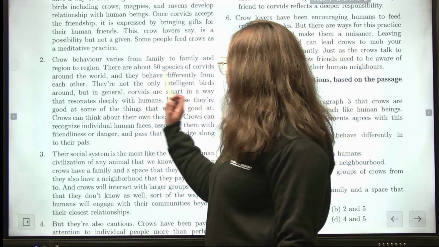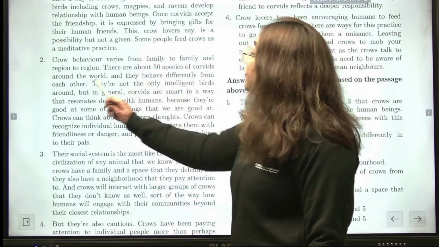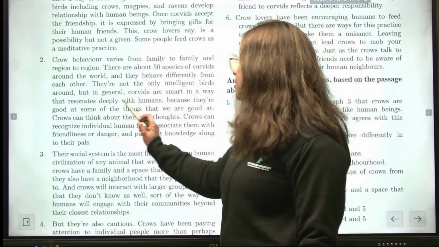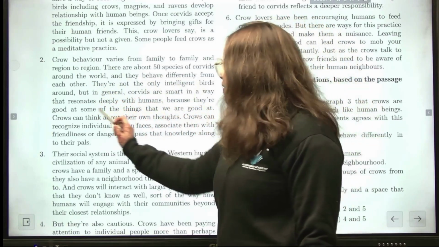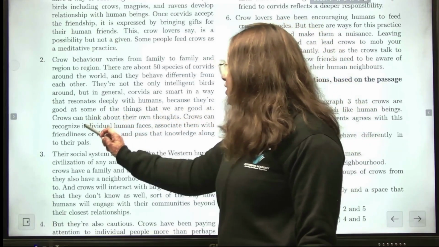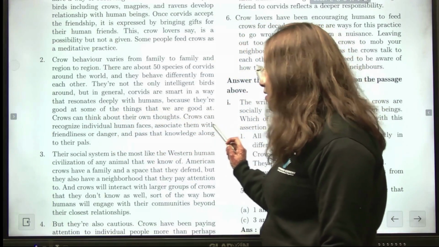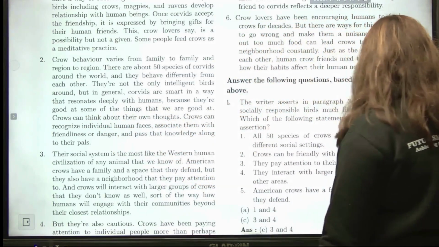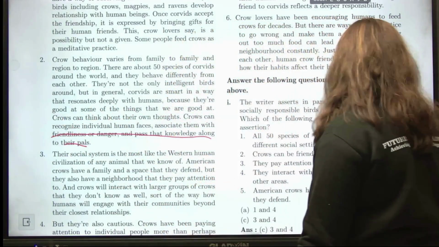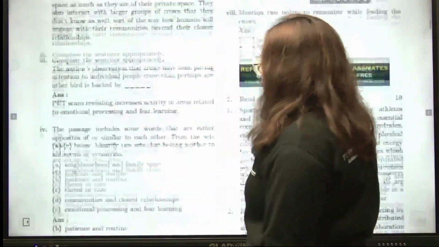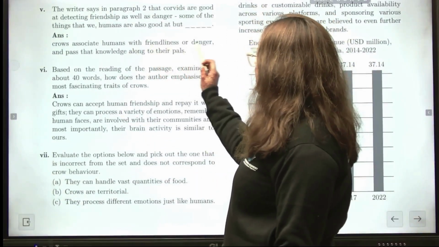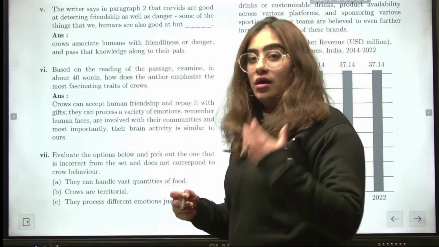They behave differently from the bird world and they behave differently from each other. They're not only intelligent birds, but in general crows are smart in a way that resonates deeply with humans because they are good at some of the things that we are good at. Crows can think about their own thoughts. Crows can recognize individual human faces associated with them, friendliness or danger, and pass that knowledge along to their pals. So this is the answer. Can you see? This is exactly here. So yes, crows associate humans with friendliness or danger and pass that knowledge along to their pals.